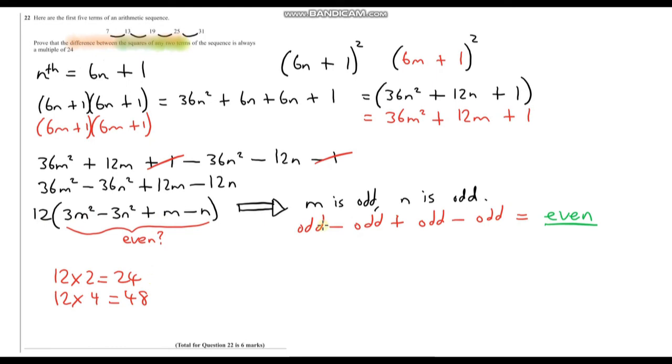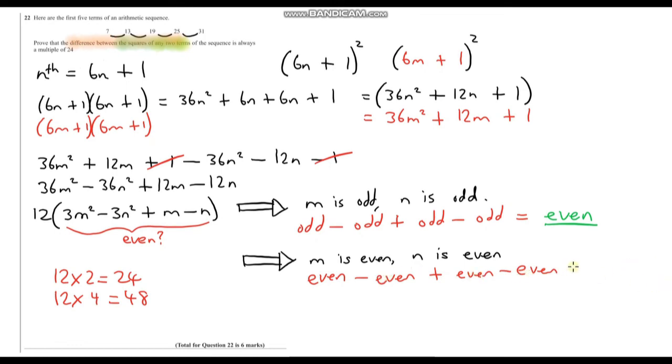Now let's pick the scenario where both of them are even. So first let's think about this first term. We've got an even squared, which is an even, and then we multiply that by an odd number, we've still got an even number. So the first term is going to be even. I'm going to take away this, which again is going to be even. And now we're going to add on an even number, and then subtract an even number. So an even minus an even plus an even minus an even, well, that's still going to be even. So that is also going to be even.